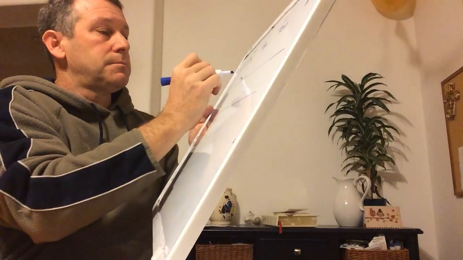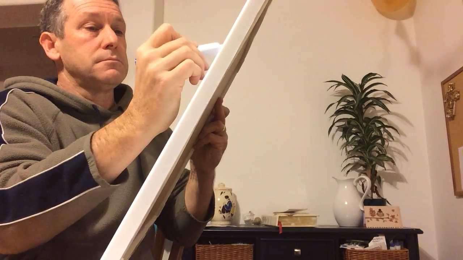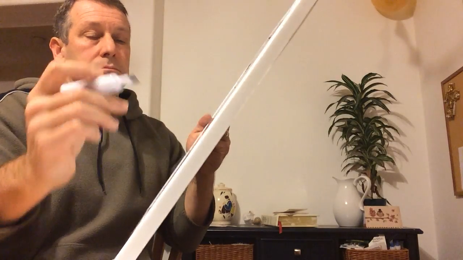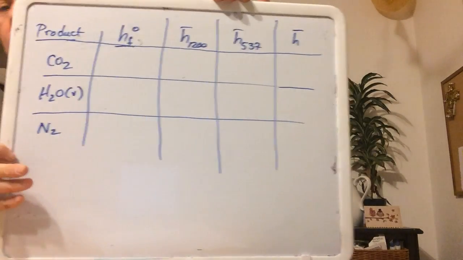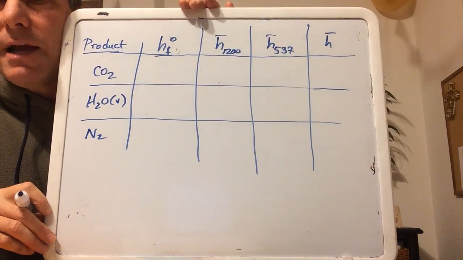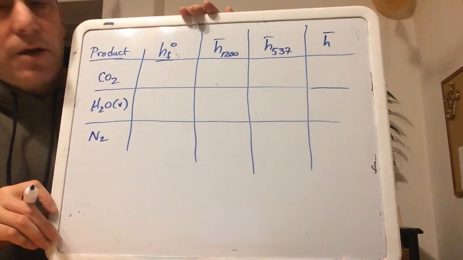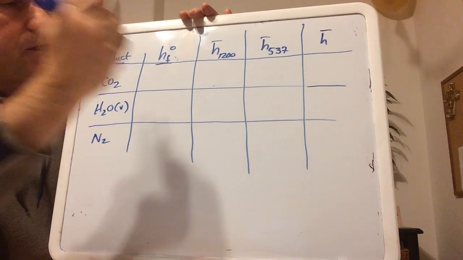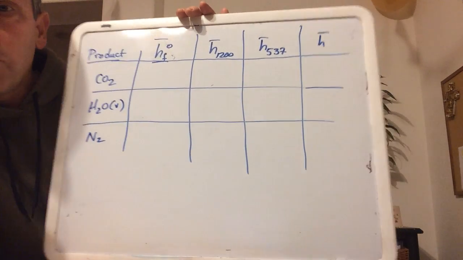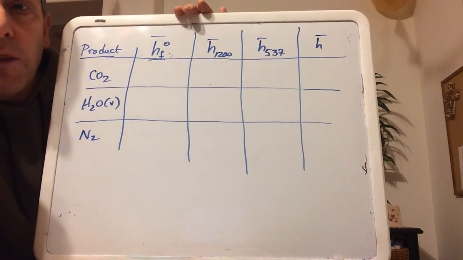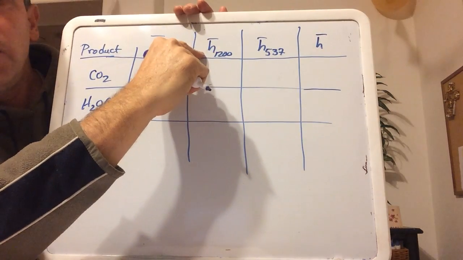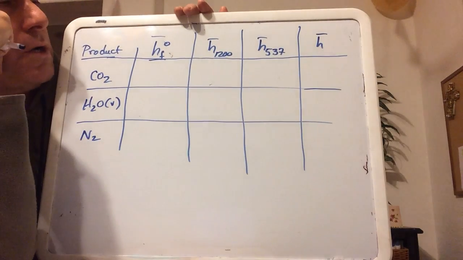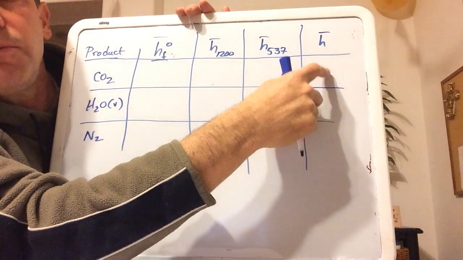All right. So one way to organize it all would just be to make a table like that for the products. And for each product, what we want to do is figure out its chemical energy. That would be that number right there, the enthalpy of formation. By the way, I should have a bar line above it. All right. And then we're also going to figure out its enthalpy at 1,200 and its enthalpy at 537. And we're going to combine those numbers to get its actual enthalpy as it's coming out.